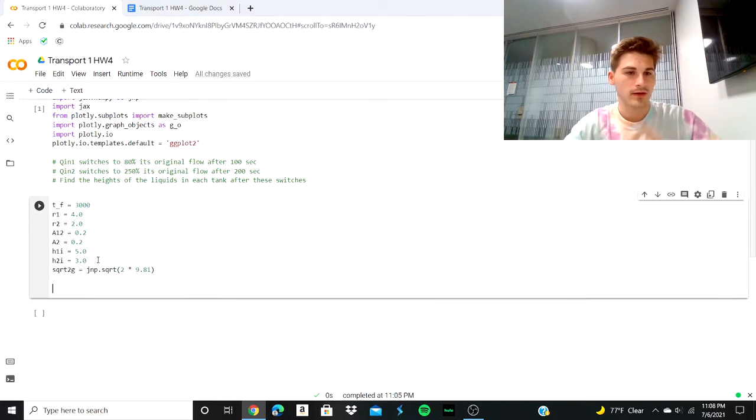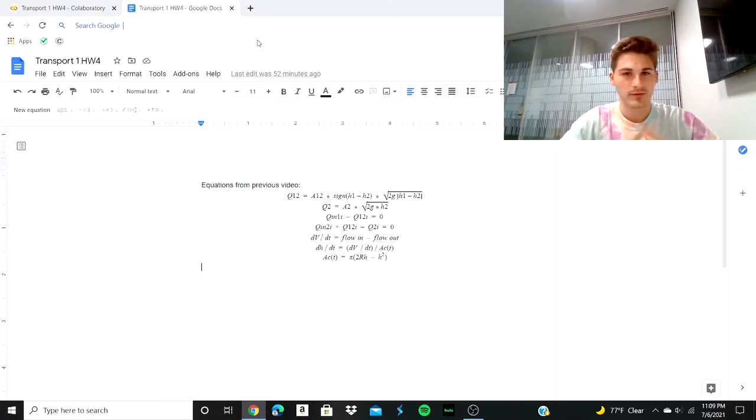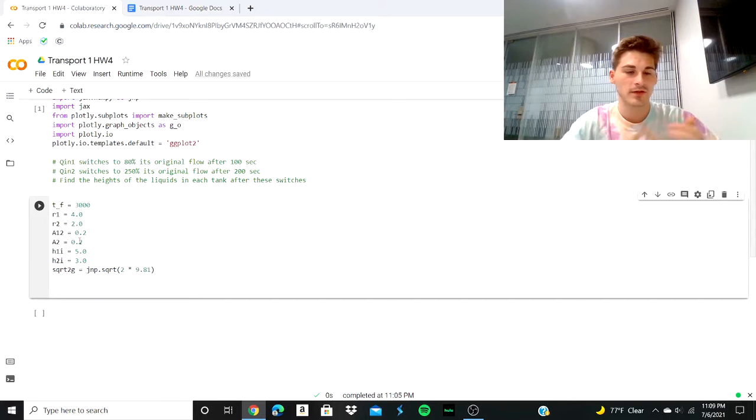We have the initial heights of the liquids in each tank. The initial height of the first tank's liquid is 5 meters, and then for the second tank it's 3 meters. And then, as you can see, we have a square root of 2g term pop up a couple times. I just basically assigned it a value so I don't have to type in that whole thing every time we need to use it.